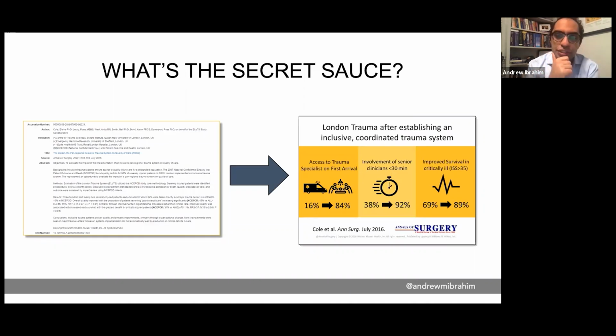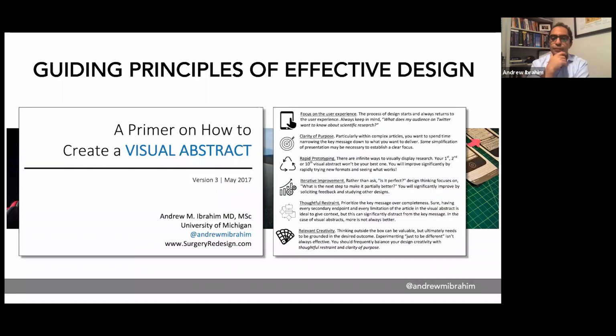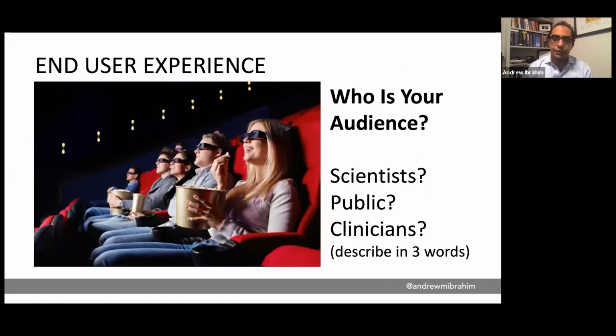And what I want to move to is the secret sauce. How do you go from this test abstract that barely disseminates to a visual format that's getting read quite often? There are some really important design principles that you would get taught and formally trained in if you were in a design studio or spent time in graduate school in design. I just want to highlight a few. In the Visual Abstract Primer, I walk through a lot more of them, but I'm just going to highlight a handful here.